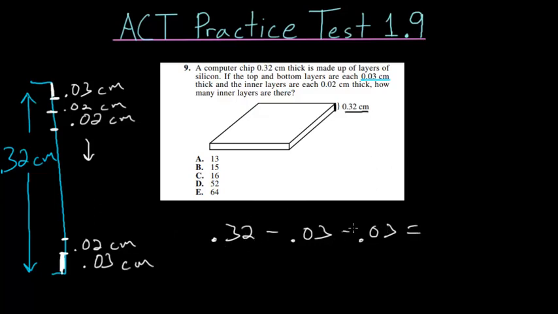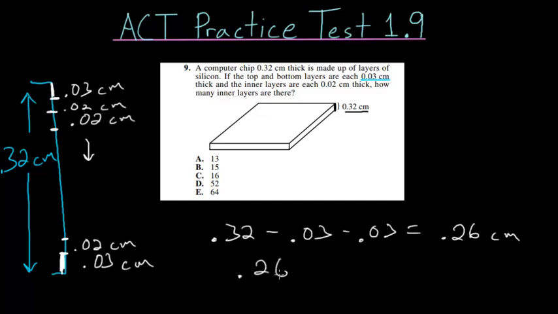So if we subtract, this is essentially 0.06, if we subtract that from 0.32, and if you forget how to do this, I highly recommend using the calculator. This is 0.26 centimeters. And now thinking about how many of these 0.02 centimeter layers fit into this. You could actually just divide 0.26 divided by 0.02, or just think, if you keep adding 0.02 to itself, you can count 13 times that it could fit inside of this.